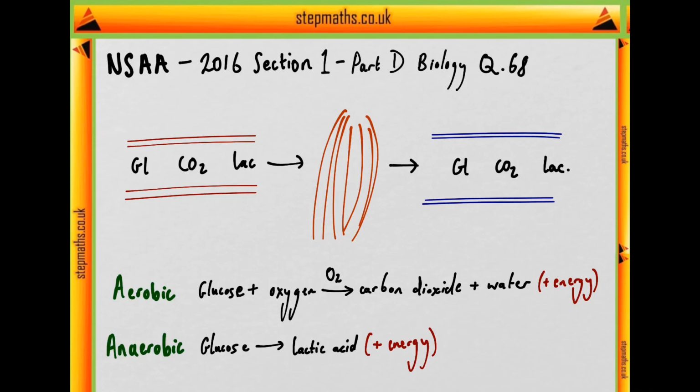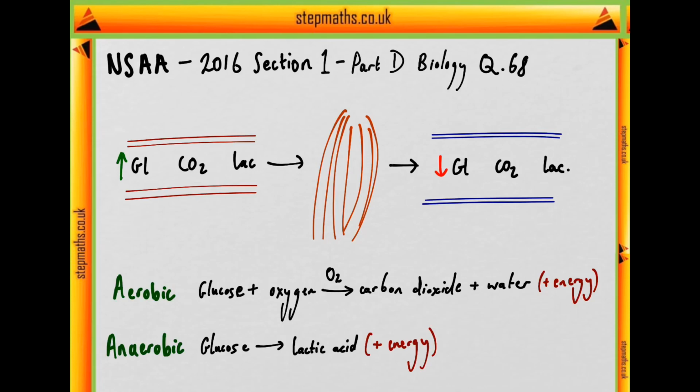Okay, so how will these change over the course of the blood flow? We'll start with glucose. In both cases, both aerobic and anaerobic respiration, glucose is converted into products, and therefore, as respiration occurs, there will be a loss of glucose relative to the arterial blood.